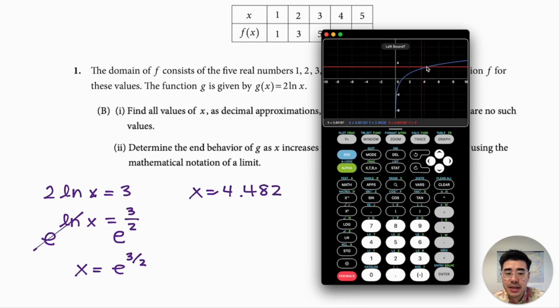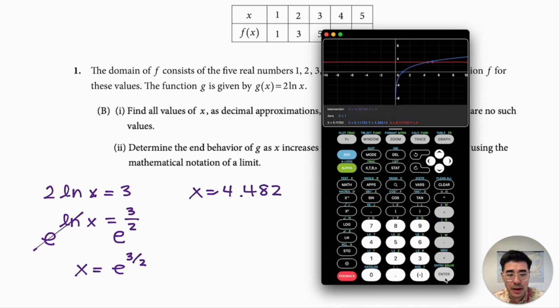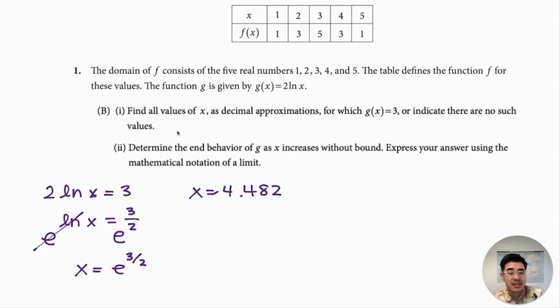So if you're using a TI-84, all you need to do is hover close to the intersection and hit enter 3 times. I'm using a slightly different calculator here. But they want the left bound, then they want the right bound, and then they give me the same exact answer here, 4.482. You can't show your work, but the good thing for this particular question is it's saying just find the values. It doesn't tell you to show your work.